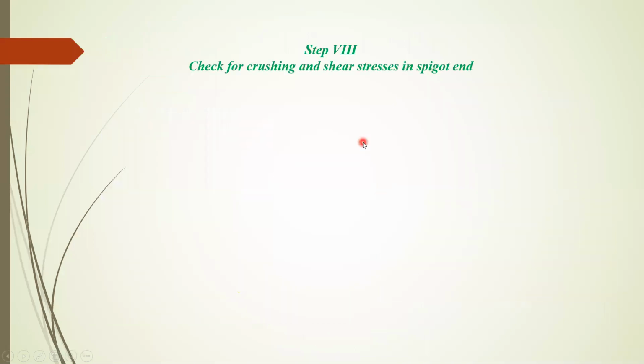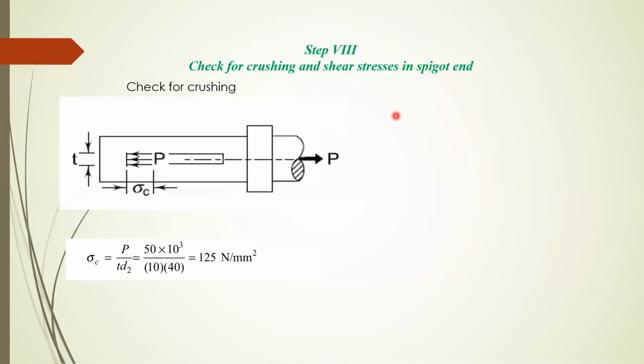Then next, step number 8: we have to check all these dimensions. Sometimes we use standard empirical relations to calculate some parameters. So for that purpose we need to check whether these assumed values or standard relations are safe or not. So we have to check for crushing and shear in the spigot end. Crushing may happen here in this spigot. So we have to check for crushing, that sigma c value, again by the same empirical relation, force per unit area. This sigma c value should be less than or equal to the permissible value we calculated in the first step. Then and only then the component is safe. Otherwise we need to modify the dimensions.